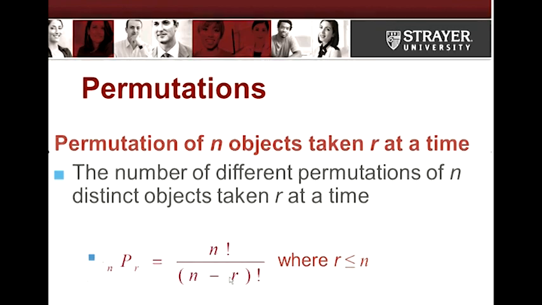N factorial over N minus R factorial. So in my little example, N was 20, R was 3. So 20 minus 3 is 17. So this would be 20 factorial over 17 factorial. And R is always the smaller number, and N is the bigger number.